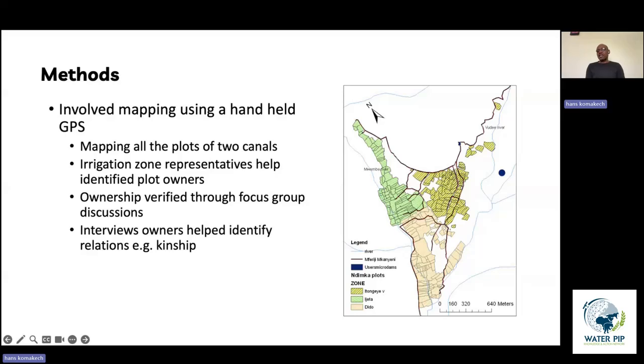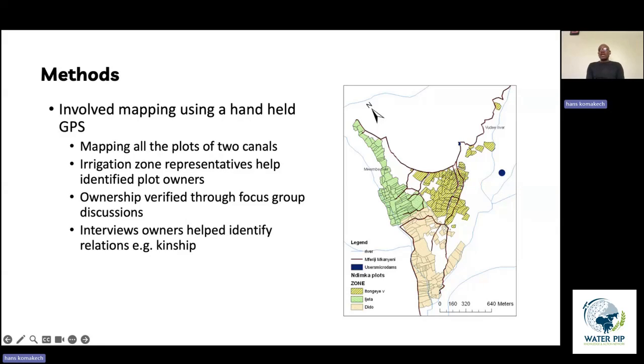All the plots that are served by this irrigation canal were mapped. In the process of mapping, I needed to work with a zonal representative. Every section of the canal has a representative that is responsible for water distribution. In being responsible for water distribution, they are also aware of the plots that water goes to, and they are aware of who owns what particular plot. So the first level is to work with the zonal representative to identify the landowners and the plots.